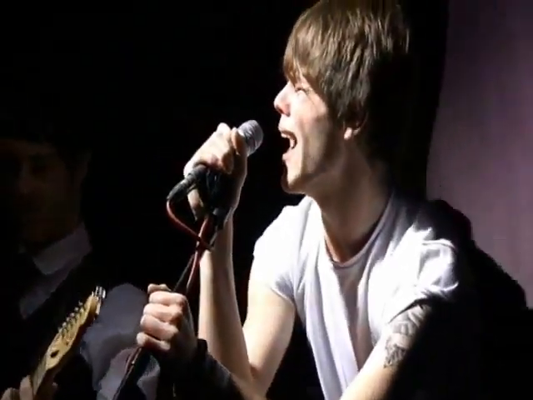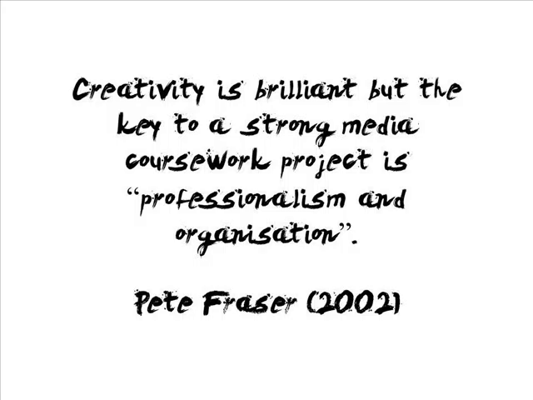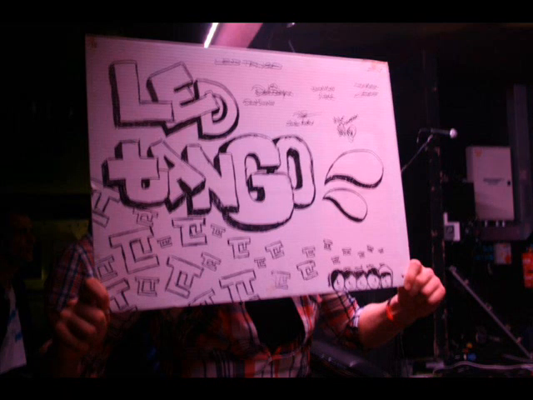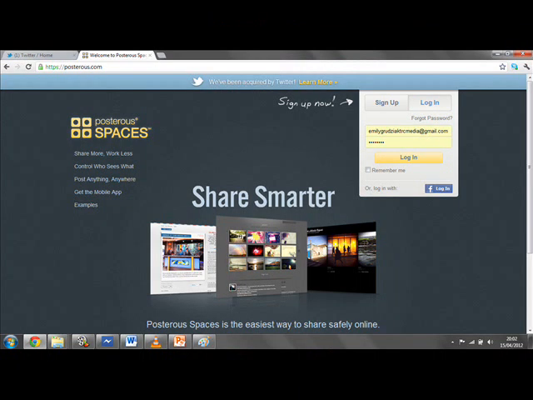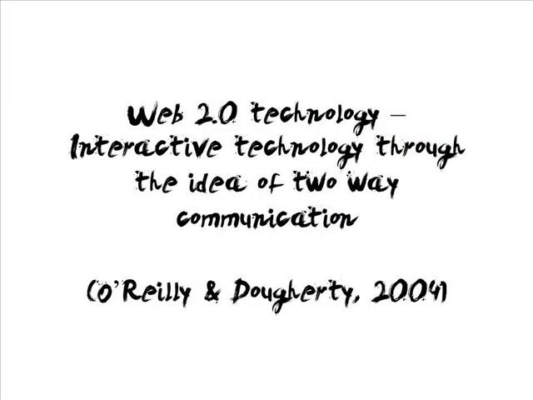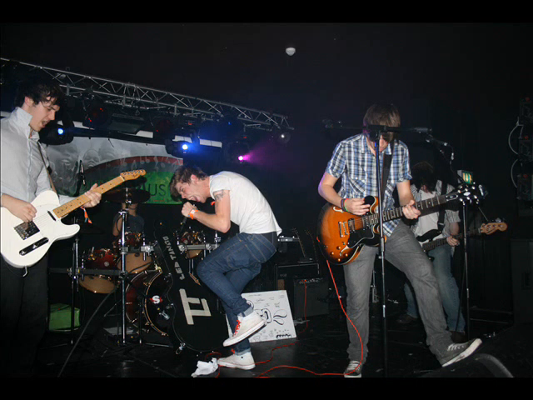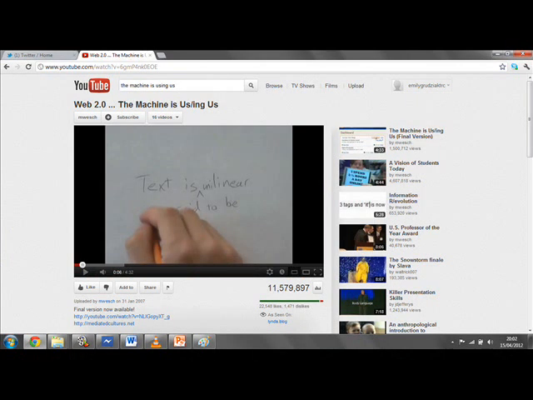in their everyday lives. Pete Fraser suggests that creativity is brilliant, but the key to a strong media coursework project is professionalism and organisation. I was able to keep a good degree of professionalism and organisation throughout my music video project through my use of digital technologies, in particular through my use of a blog on Blogger, an example of Web 2.0 technology, meaning that the technology is interactive, also described as a more interactive, collaborative and user-generated social web by Michael Wesch in the video The Machine Is Us/ing Us.